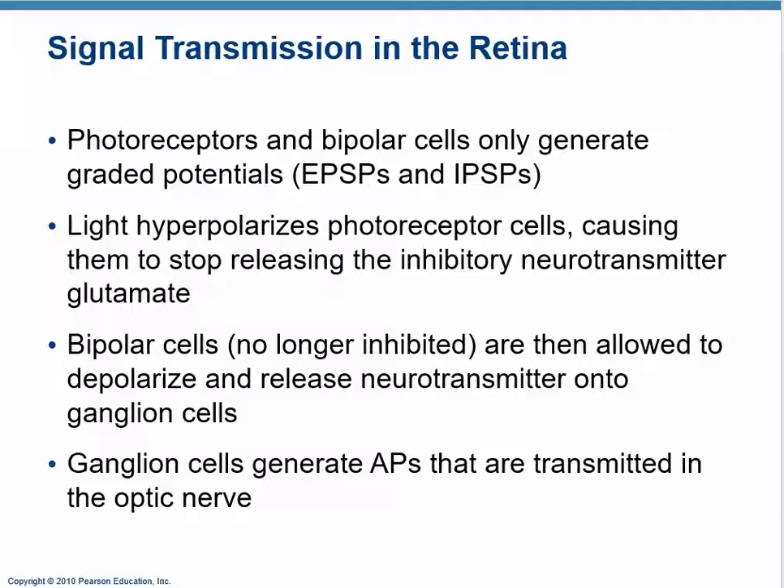in the dark, there's an inhibitory neurotransmitter, which is glutamate. Right. So you turn that off. The hyperpolarization means that you stop releasing glutamate. Then the bipolar cells are allowed to depolarize and release their neurotransmitters into the ganglion cells, and the ganglion cells are the ones that have the action potentials that go down the optic nerve.